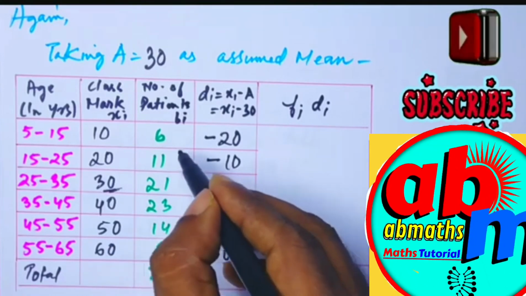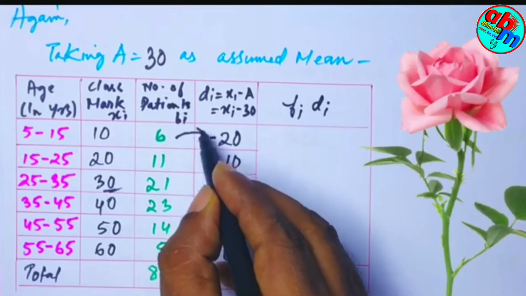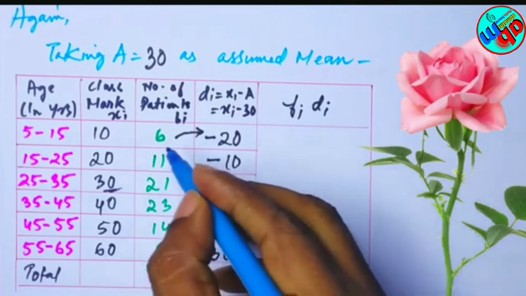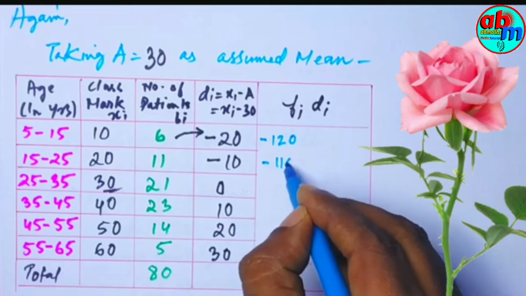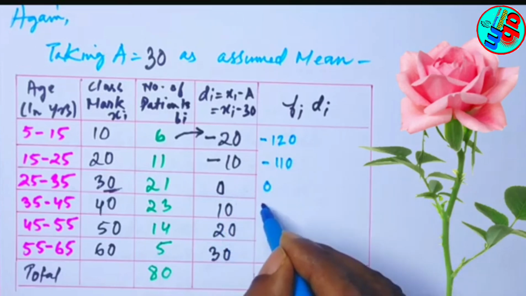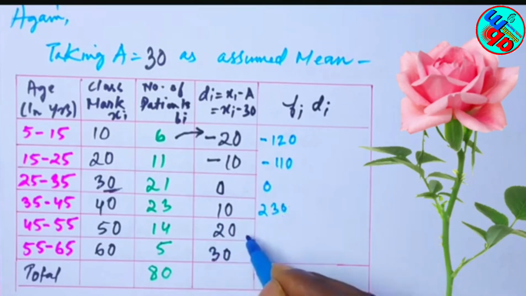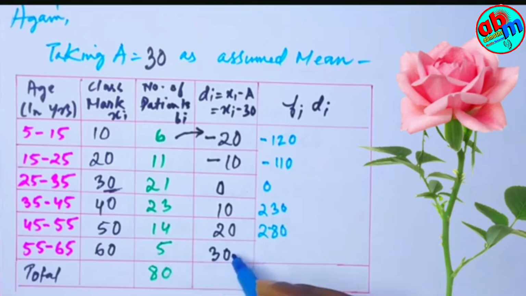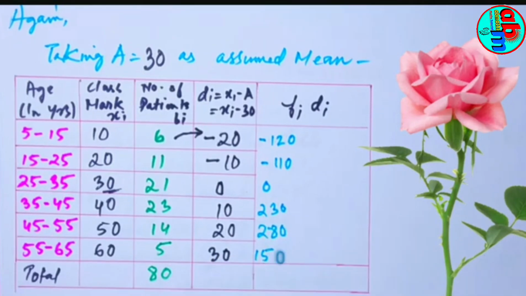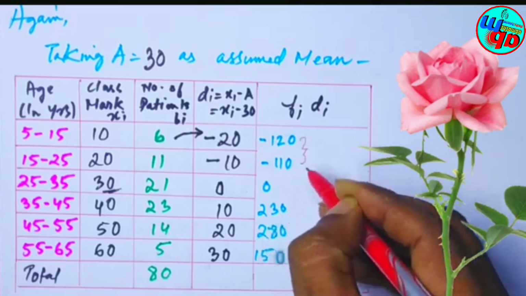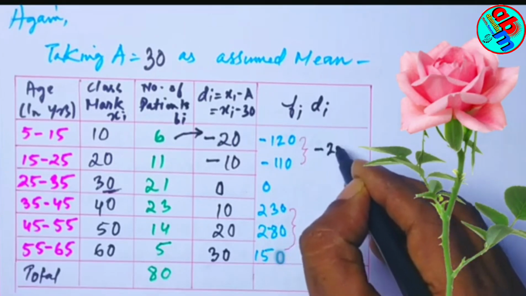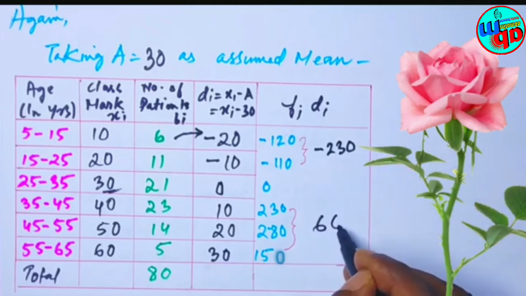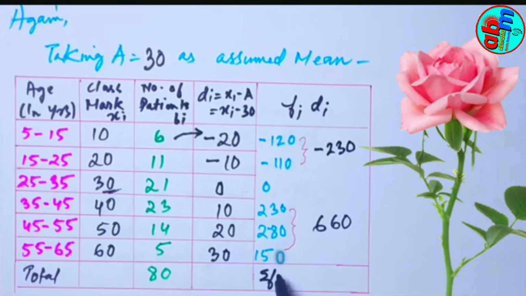Now we multiply fi and di. 6 into minus 20 is minus 120. 11 into minus 10 is minus 110. This is 0 here. 23 into 10 is 230. 14 into 20 is 280. 5 into 30 is 150. We group the negative and positive signs together to get a total of minus 230 here, and here we get 660, where we get summation fi di as 430.